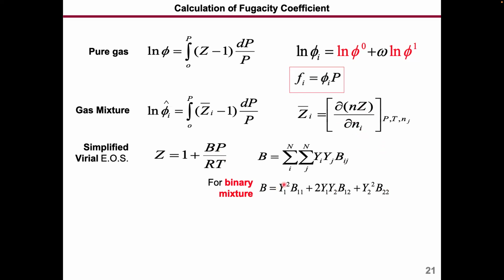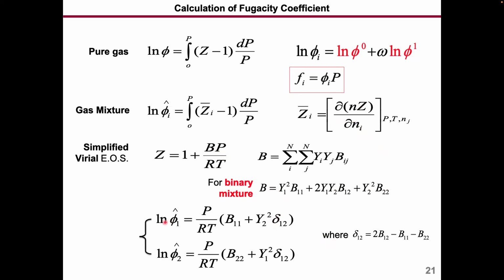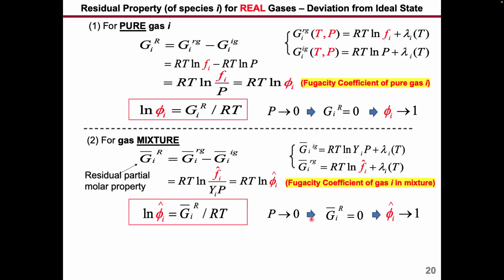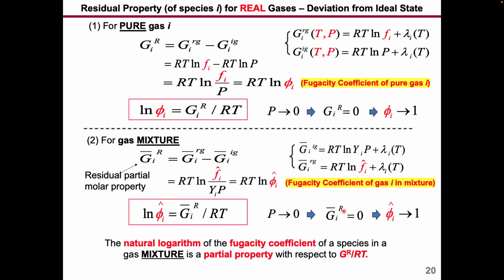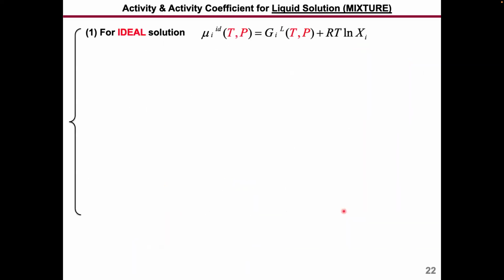It's complicated math, but skipping that math, what you will get is natural log φ1 hat is equal to this, natural log φ2 hat is equal to this, right? As long as you know the mole fractions, as long as you know these constants, as long as you know temperature and pressure, you can calculate these fugacity coefficients. And then you can plug back into the previous equation, right? So once you have the fugacity coefficient, you will understand the system properties, okay? All right, so that's for the gas state, right?